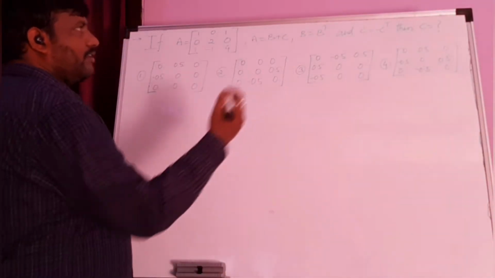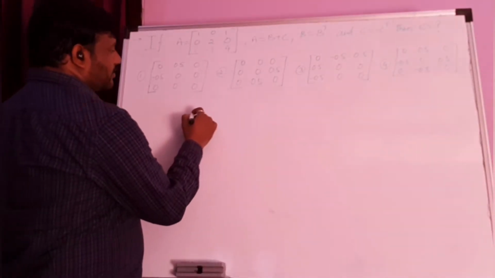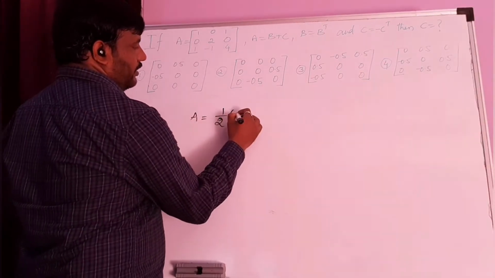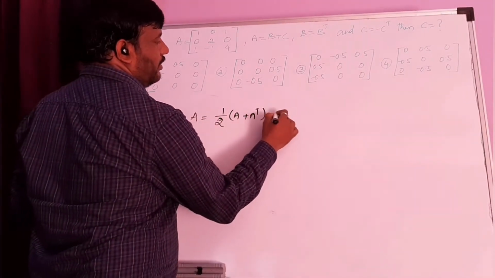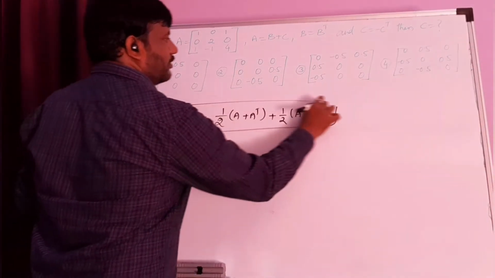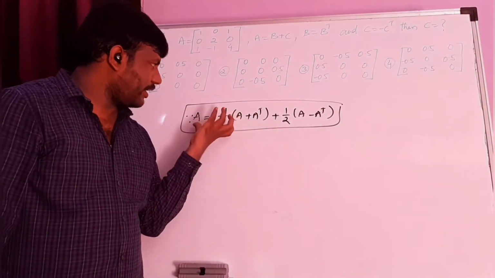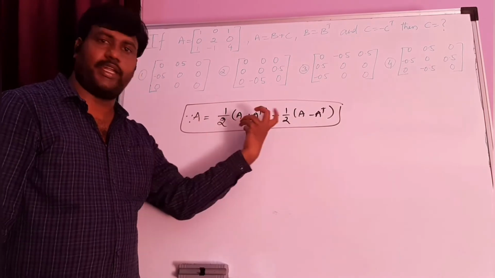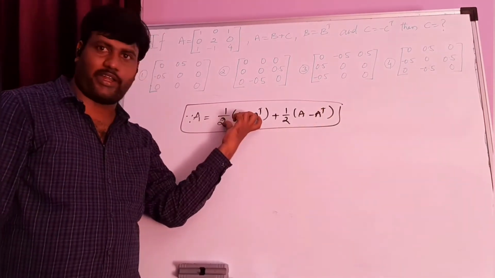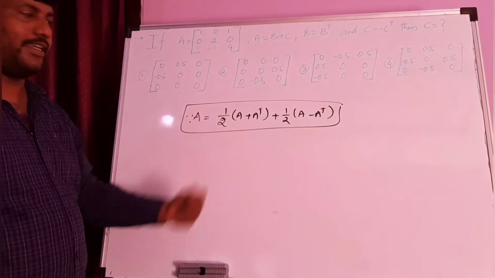So we know, it's a very important property, a very important theorem, that any square matrix is always the sum of a symmetric and a skew symmetric matrix. This is a very important property we have here. I am using this property here. So A is nothing but, when you simplify, the sum of a symmetric and a skew symmetric matrix. This is clearly the symmetric matrix, this is the skew symmetric. We have this theorem already, right? So I use this theorem here.